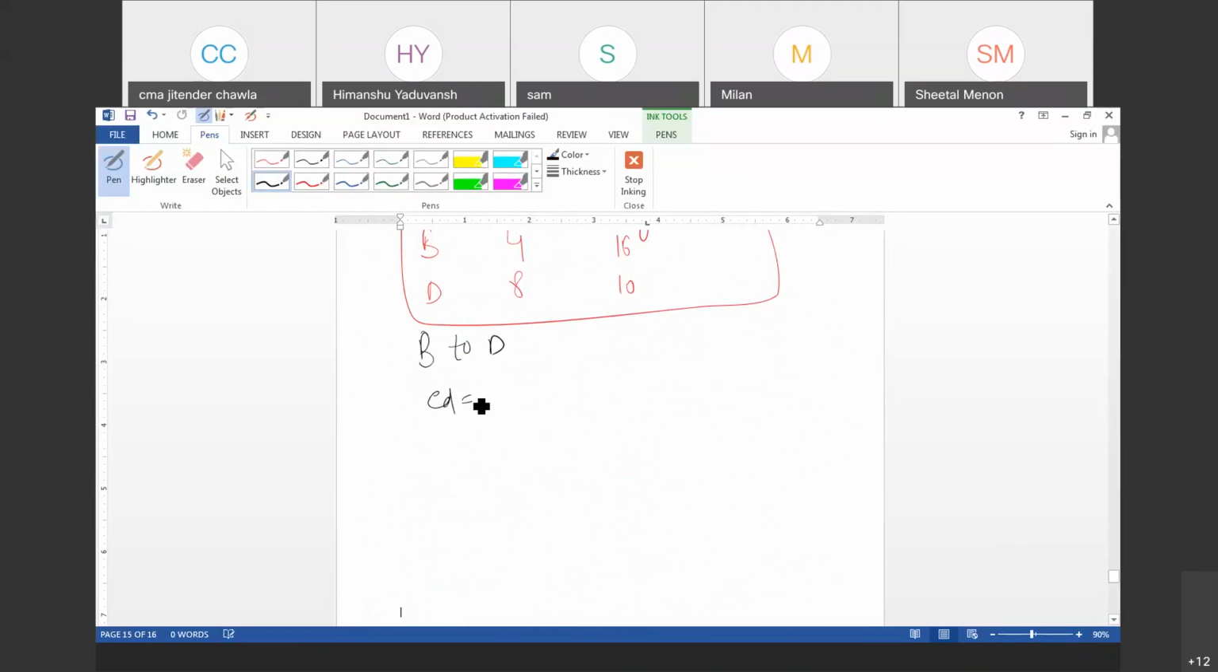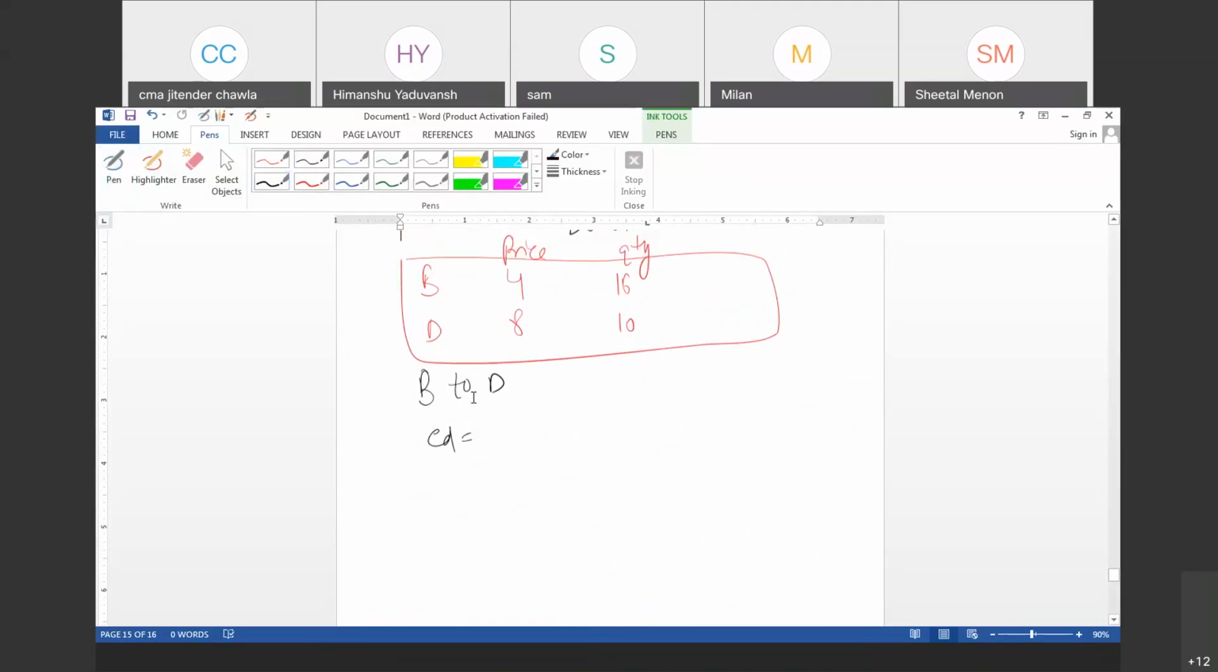Elasticity of demand equals change in quantity, delta Q by delta P, into (P0 plus P1) divided by (Q0 plus Q1). What is the change in quantity? It is minus 6 by plus 4, into P0 plus P1, 4 plus 8, that is 12, divided by 26. This will give me a result of minus 0.692.